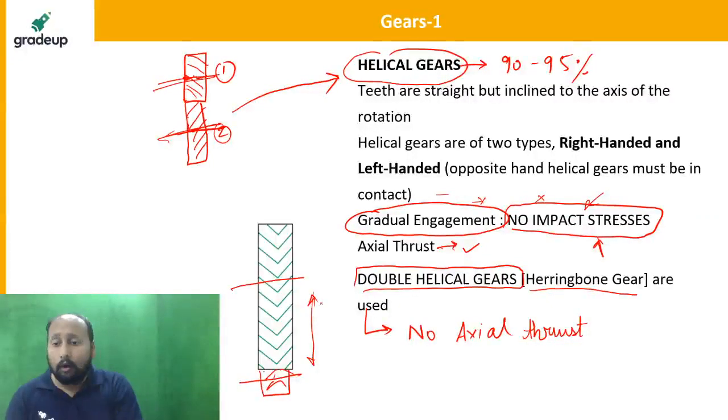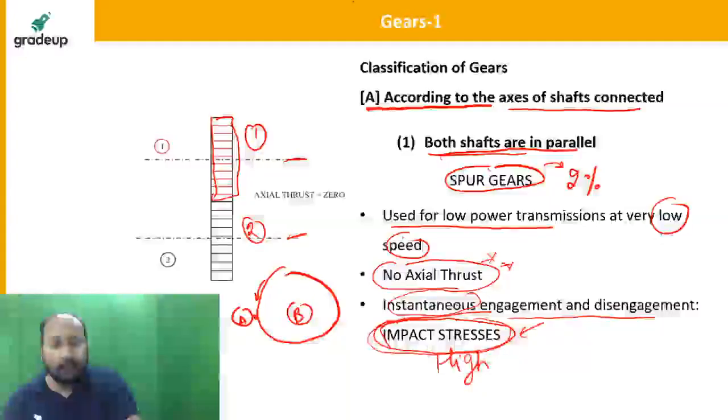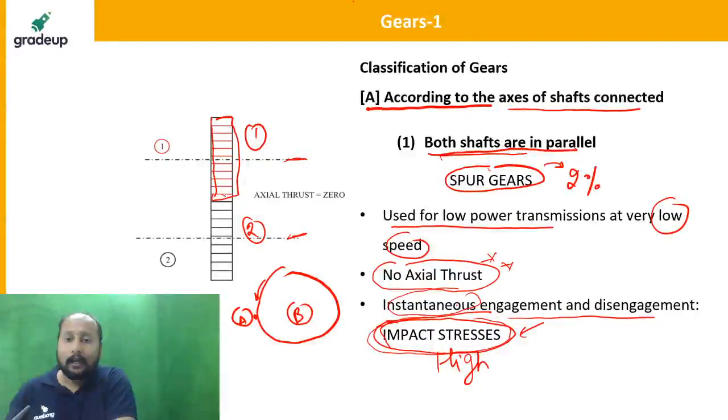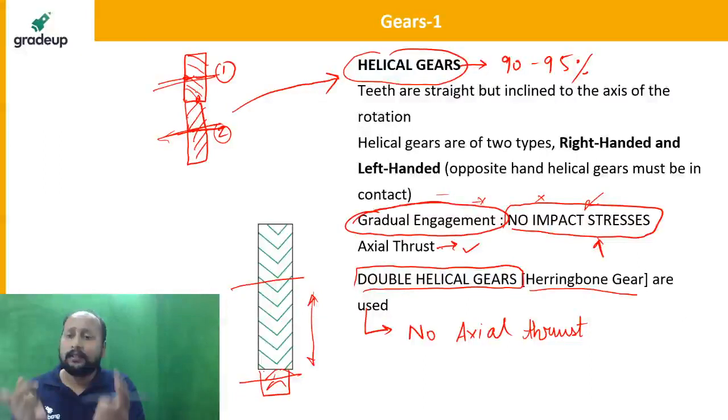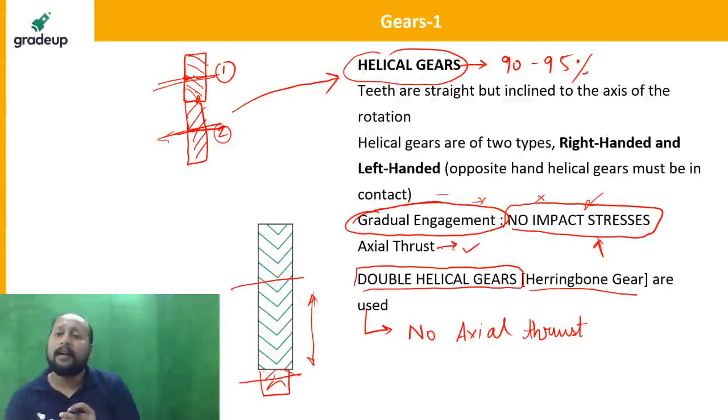No impact stresses, why? Because we are having a gradual engagement. Initially, if I talk about spur gears, what was happening? We were having the complete gear in contact with this gear. So at a time the surface area is increasing. But if I talk about this, at a time only this portion is in contact. So it's a gradual engagement and disengagement. If any two materials are having a gradual engagement and disengagement, definitely they will not be having any impact stresses.